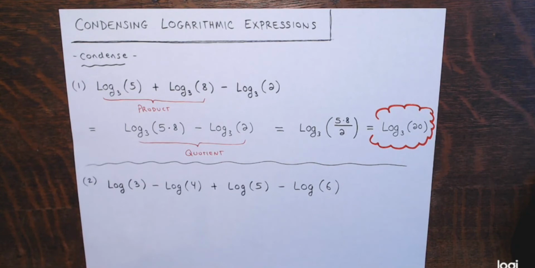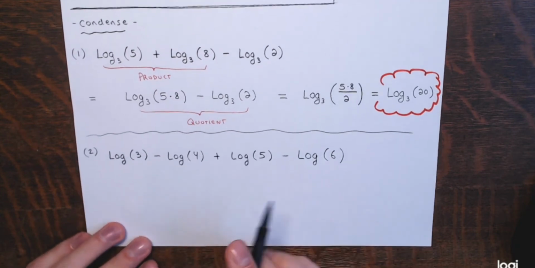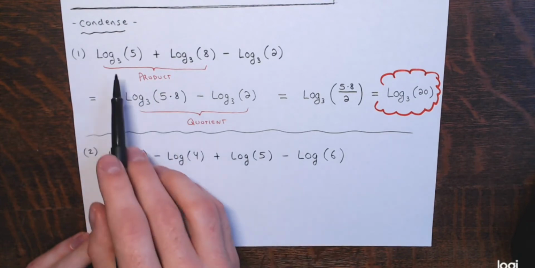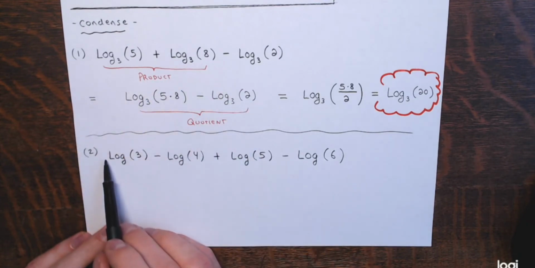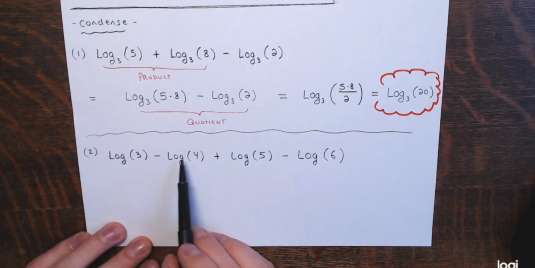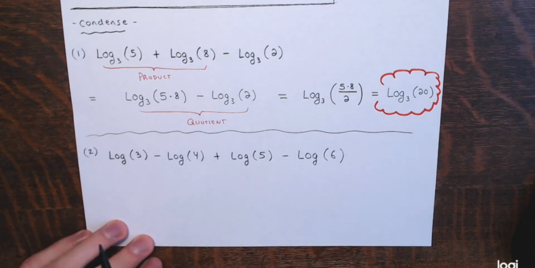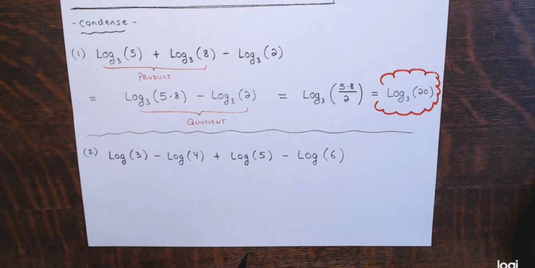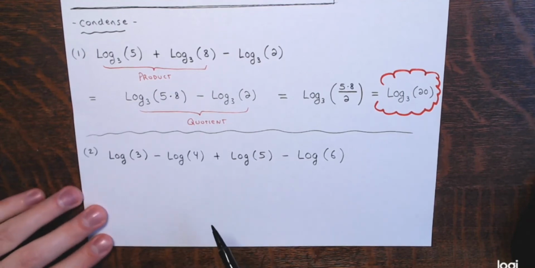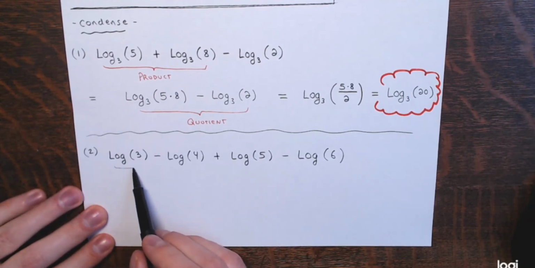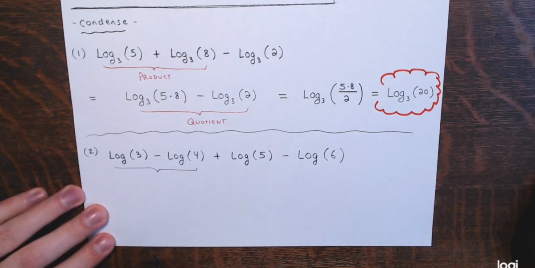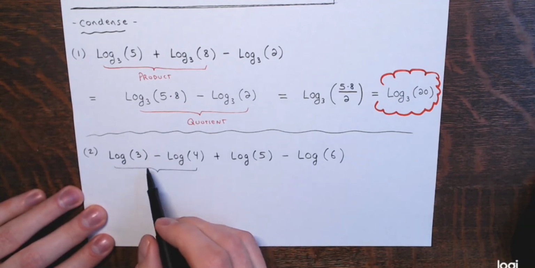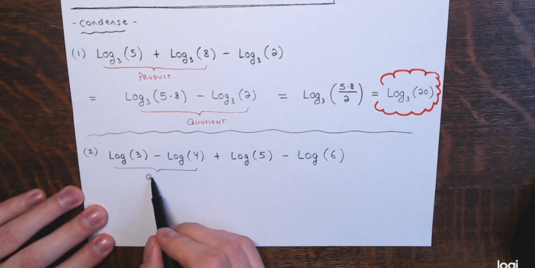All right, so in the second example, again, the same thing as the first. All the numbers in front of the logs are either 1 or -1, so I'm not going to apply the power rule here. I just go left to right, taking 2 terms at a time and applying the appropriate rule. So here I have a difference of 2 logs, right? So that's going to be the quotient rule.